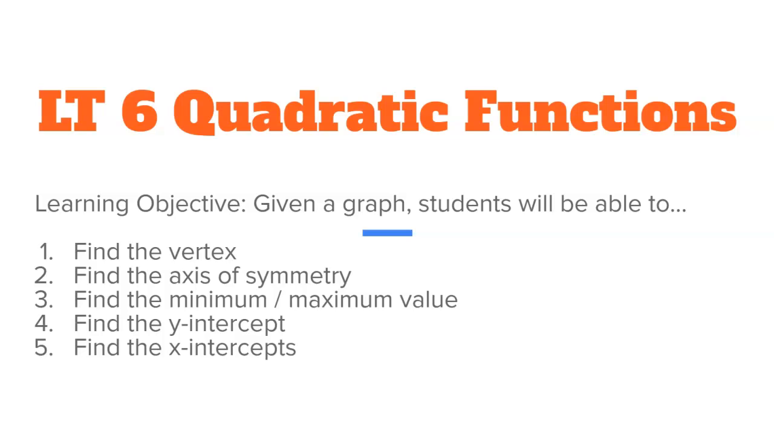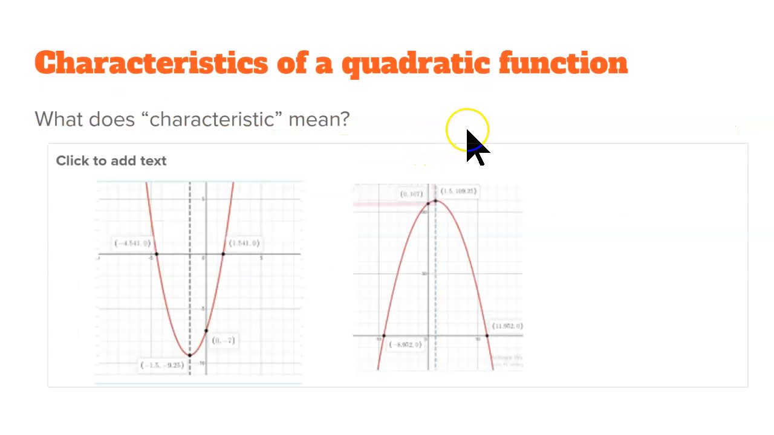Our learning objective is that, given a graph, students will be able to find the vertex, the axis of symmetry, the minimum or maximum value, the y-intercepts, and the x-intercepts. These are called the characteristics of a quadratic. Usually we would be graphing a quadratic or graphing something.